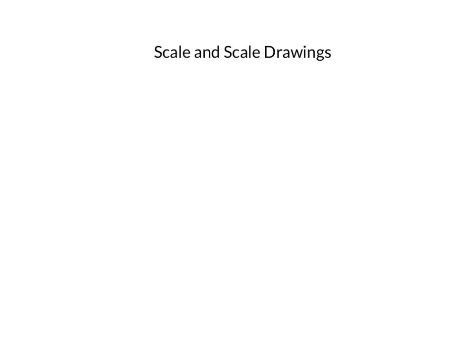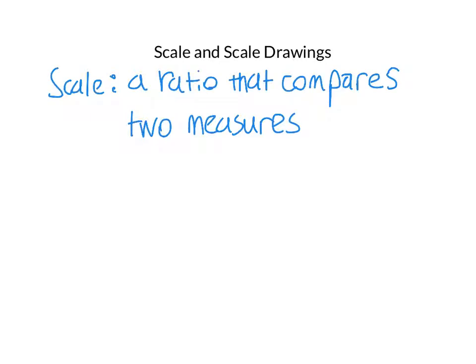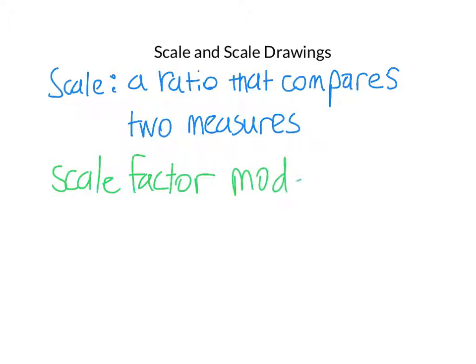So a scale is a ratio that compares two measures. And when you multiply a measure by a scale to produce a reduced or enlarged measure, the scale is called a scale factor. And what's important to remember about the scale factor is that the first number is the model, or represents the measure on the model, and the second one represents the measure on the actual object.